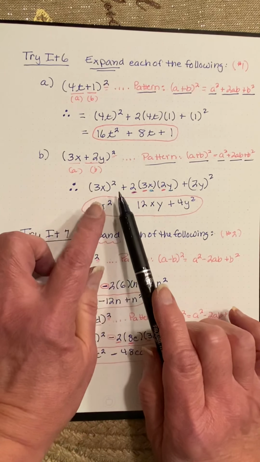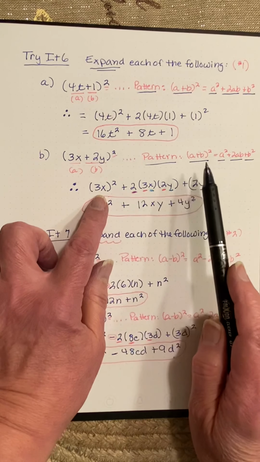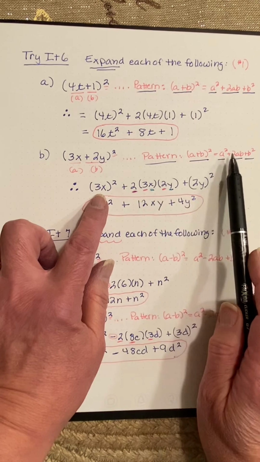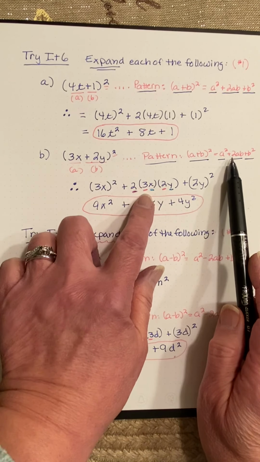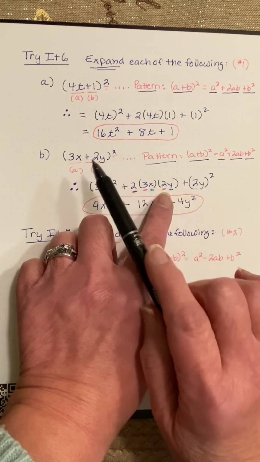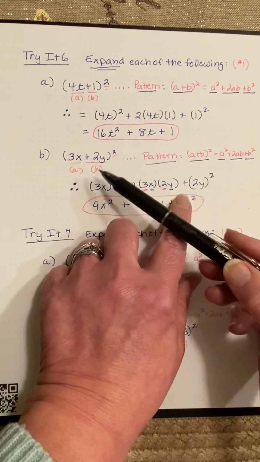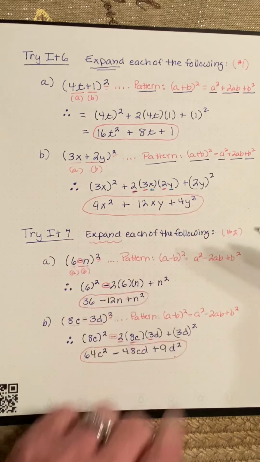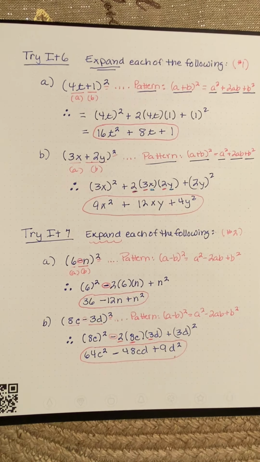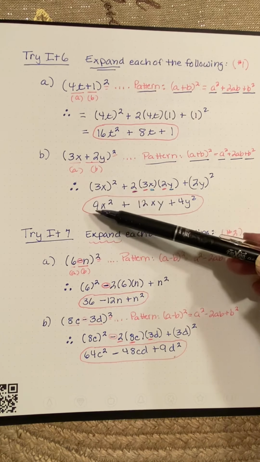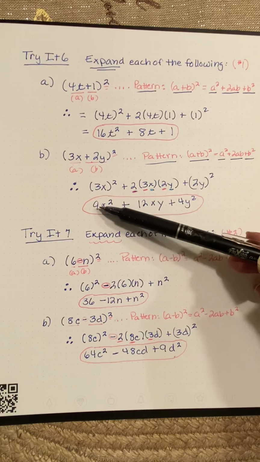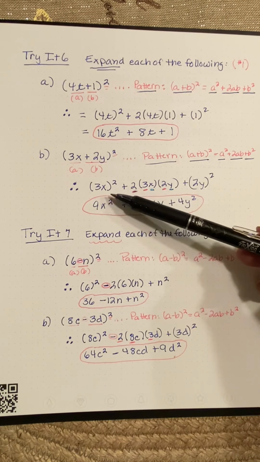So therefore I will have (3x) squared for the a squared plus 2 times 3x times 2y, because that's my a and my b, plus my b, which is (2y) squared. Okay, now I go ahead and I start multiplying. And 3 squared is 9, x squared is x squared. So 9x squared for the first value.